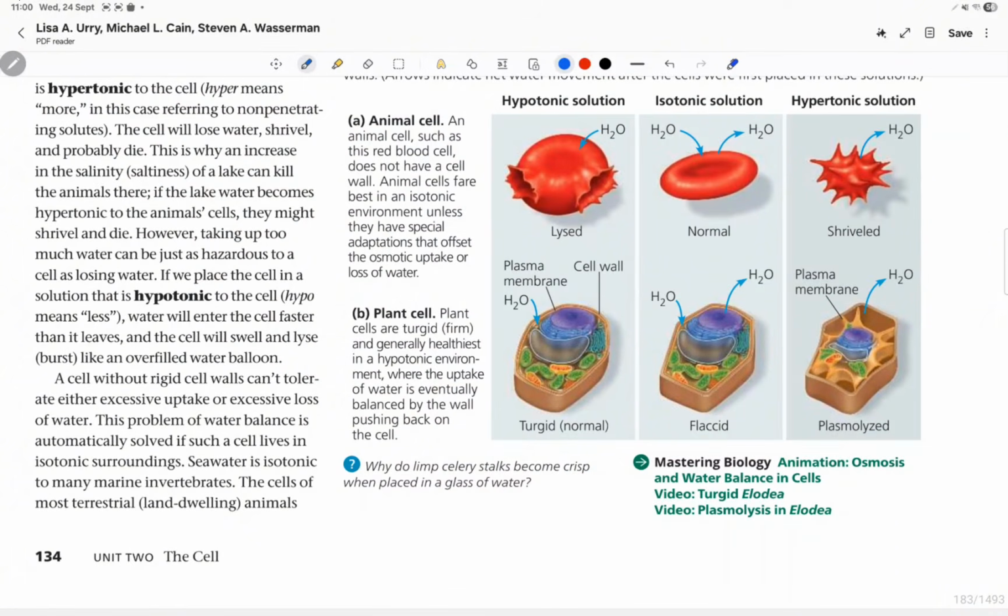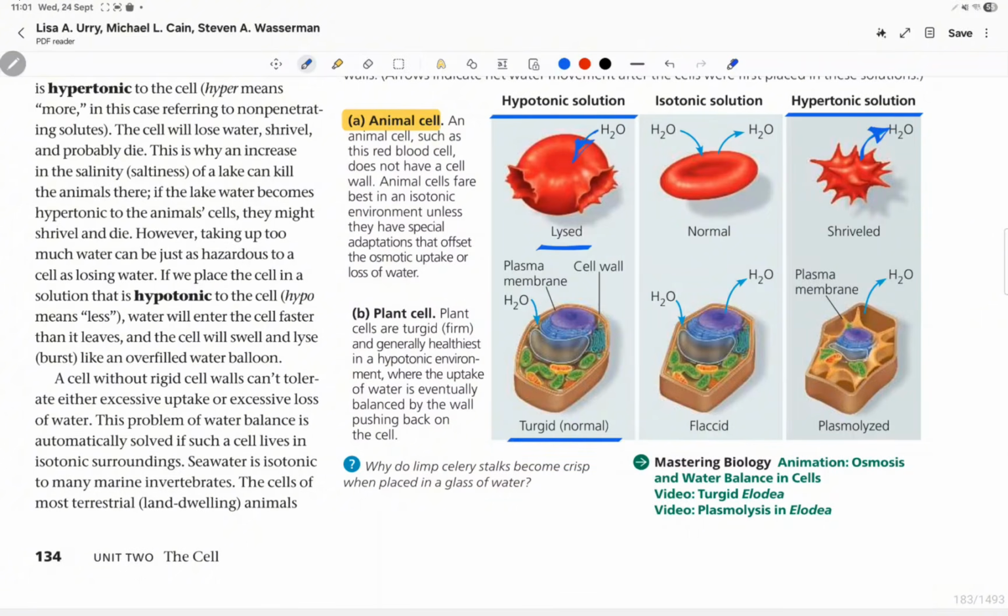So here we've got an animal cell, and as you can see, when the water goes inside, too much water will make it burst, which is called lyse. And if too much water leaves it, it will shrivel or shrink. Too much water going inside means that the solution outside has to be hypotonic, and too much water leaving means the solution outside has to be hypertonic. But if it's a plant cell and water goes in, it's not going to explode. It will now earn the name turgid.